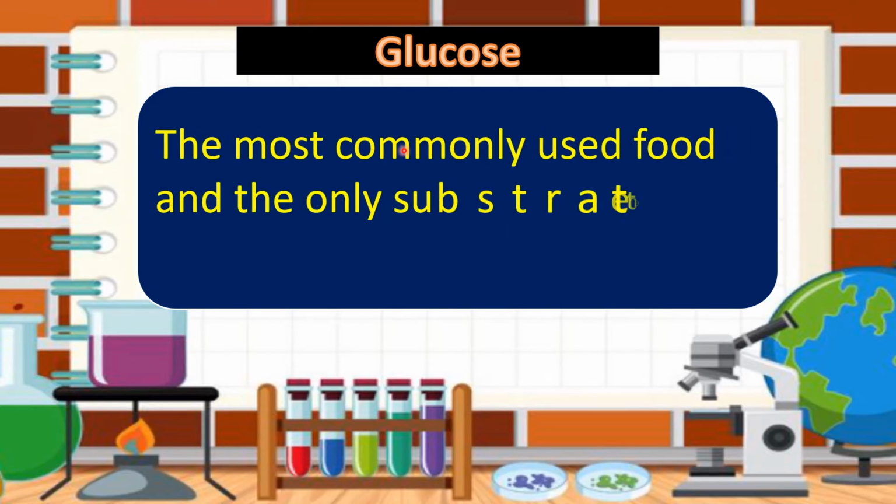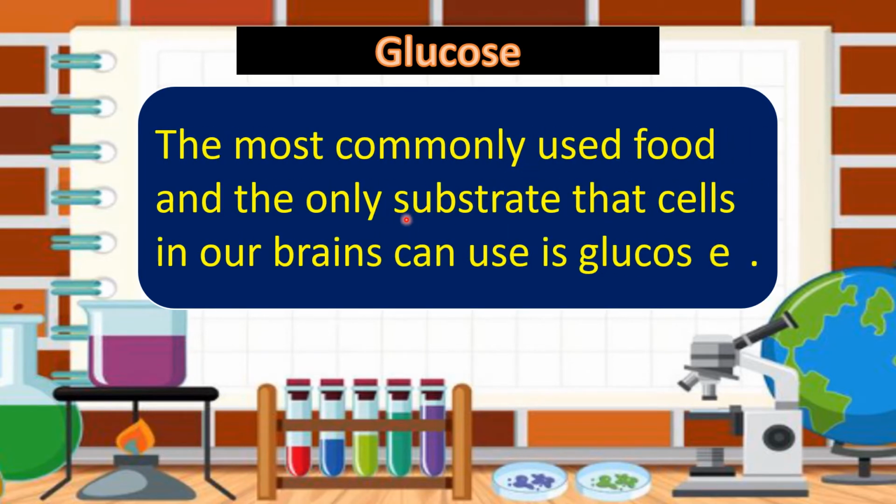Okay, the most commonly used food, and the only substrate that cells in our brains can use, is glucose or sugar. So what are those foods rich in sugar or converted into glucose? We have those carbohydrates. Any kind of food that is rich in carbohydrates can be converted into glucose.